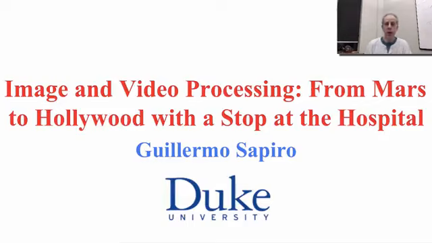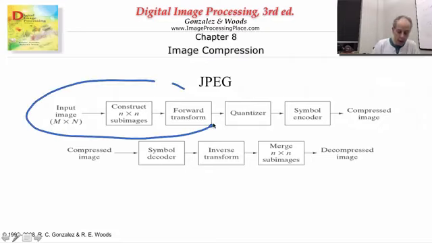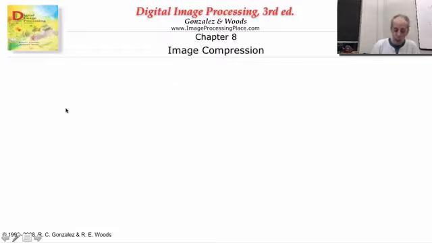Now that we have finished the back end of image compression, the symbol coding that we do with Huffman coding in the example I presented, let's go to the front end of image compression. Basically, what we are going to describe in this video is this part. So let's just start with this component. What we have is an image.